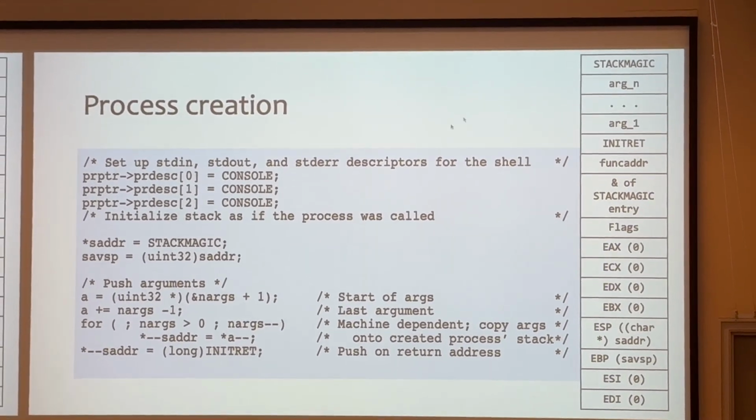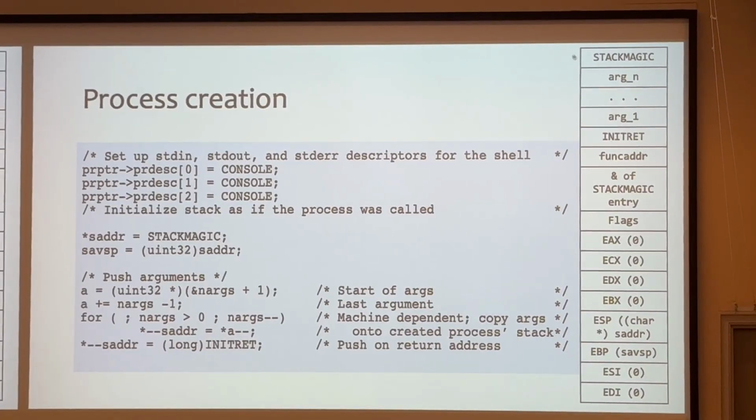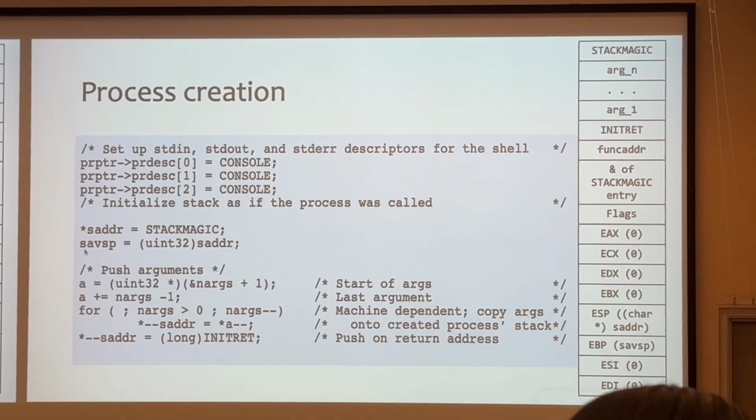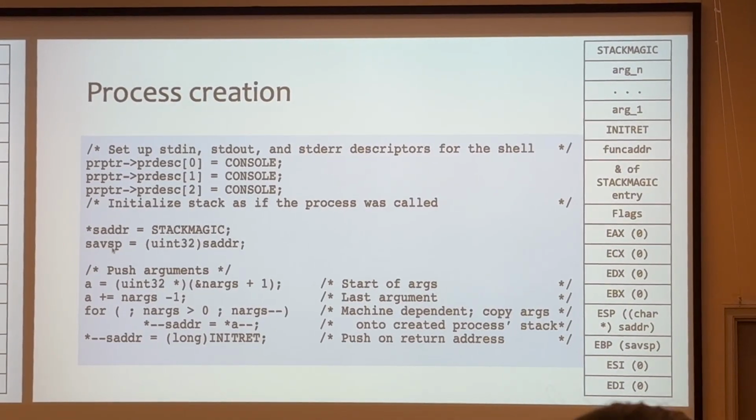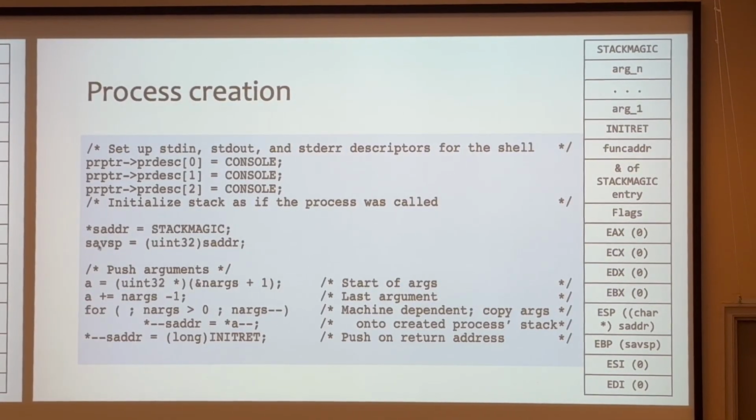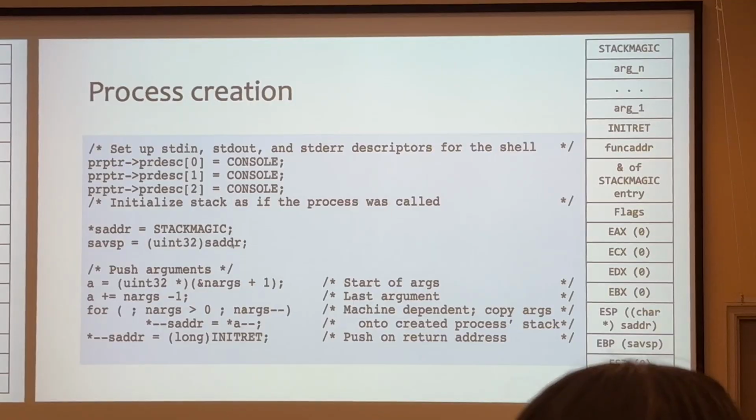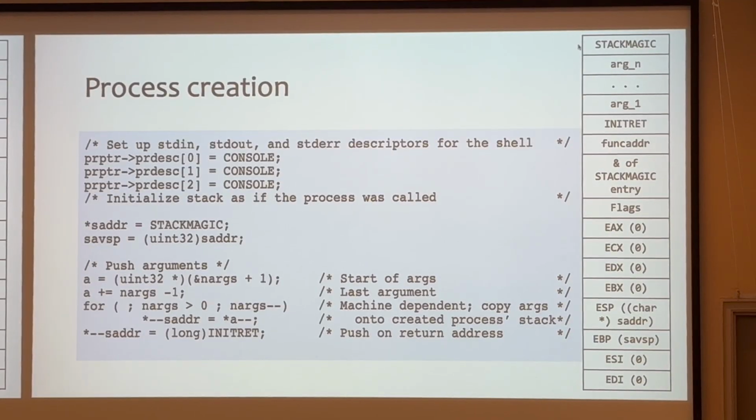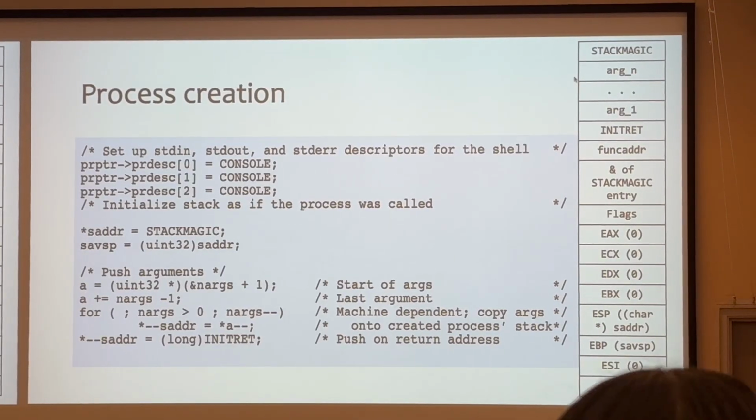Now, you have a variable that is used to store the stack pointer. It's called savsp, which means save the stack pointer. And this saddr, the stack address, is the pointer that we are using. This is the stack pointer. saddr right now points to this location, and it's going to be incremented every time we push something onto the stack.